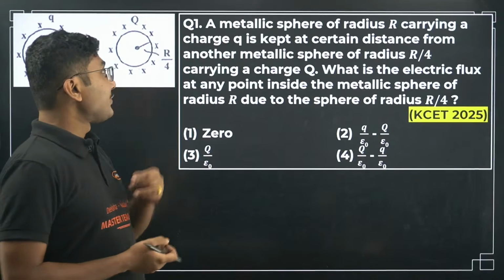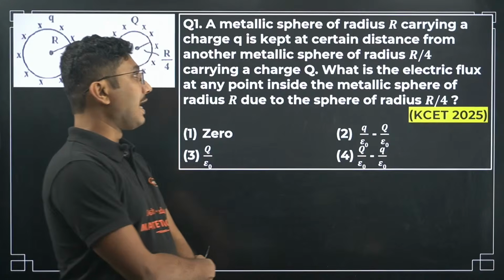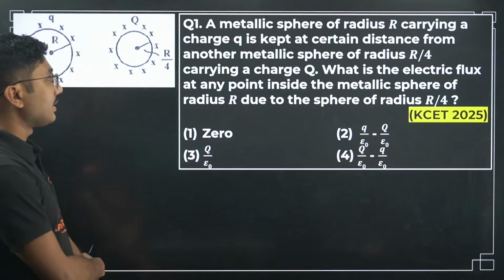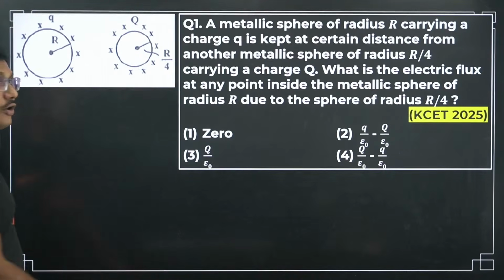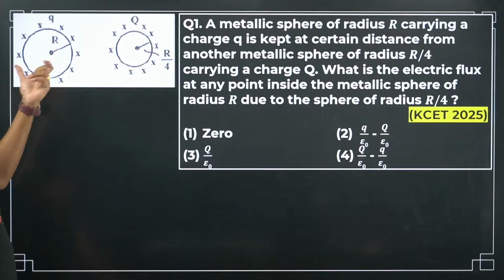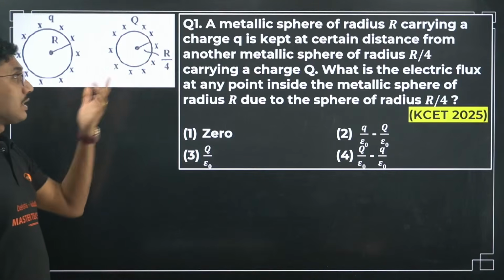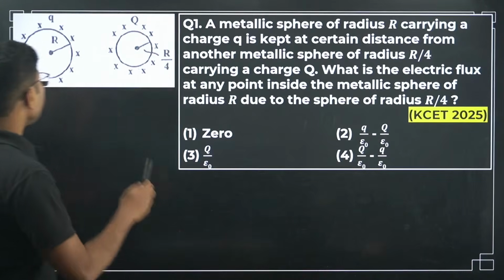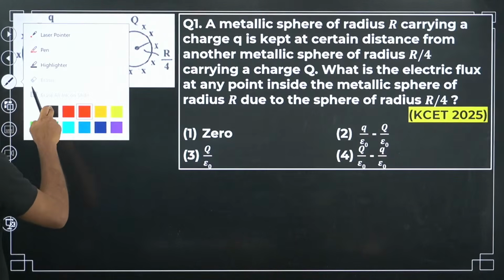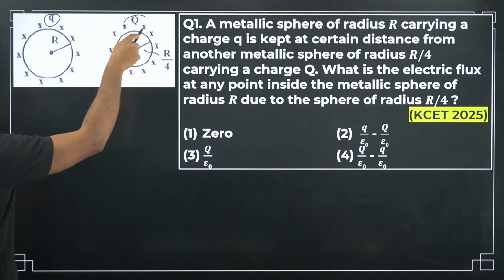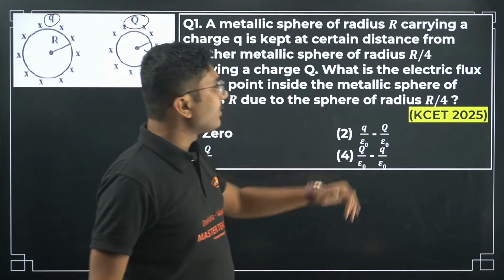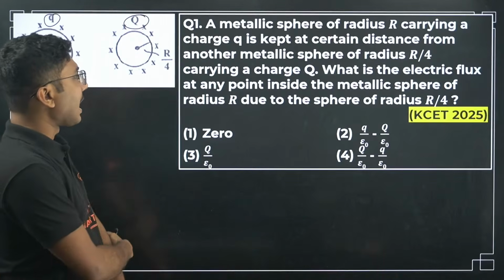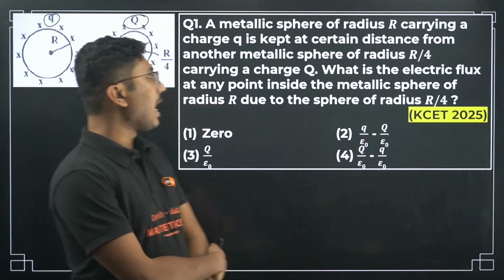First question: a metallic sphere of radius R carrying a charge Q is kept at a certain distance from another metallic sphere of radius R by 4. Here we have two spheres, one of radius capital R, another of radius R by 4. This one has a charge of small q, this one has a charge of capital Q. What is the electric flux at any point inside the metallic sphere of radius capital R due to the sphere of radius R by 4?